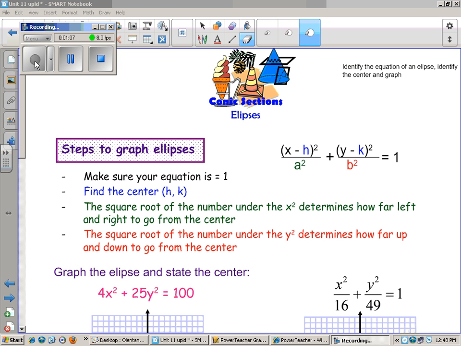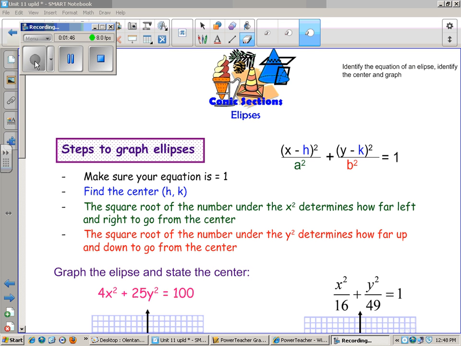H and K stand for the center. Good, loud and proud, center. H and K are the center. And then A squared and B squared are how long it is. I hate to say the word diameter because it's not really diameter, but across the middle going this way and across the middle going this way. And A goes with X, so it's going to be moving left and right, because doesn't X go left and right? And B goes with Y, and it means it's going to be the measurement up and down.